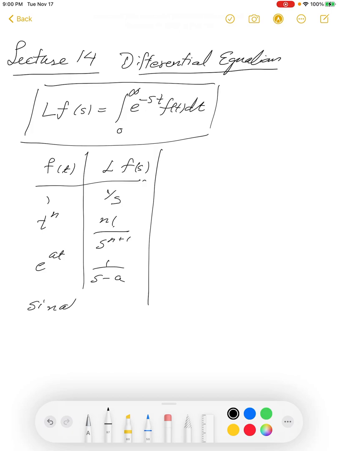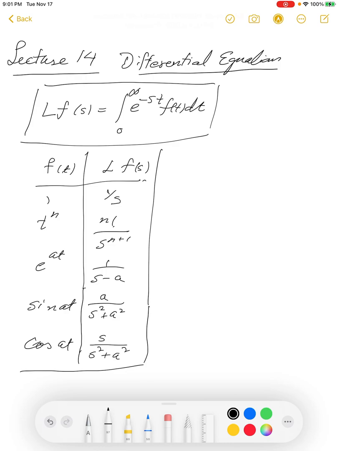e to the at, Laplace transform is 1 over s minus a. Sine at, Laplace transform is a over s square plus a square. And cos at, which is what I asked you to check at home, and I am assuming that you have proved this. And then the rules.